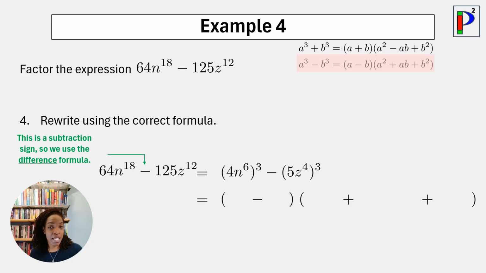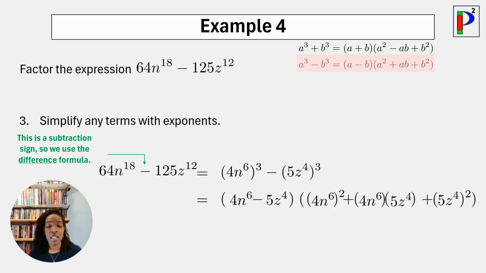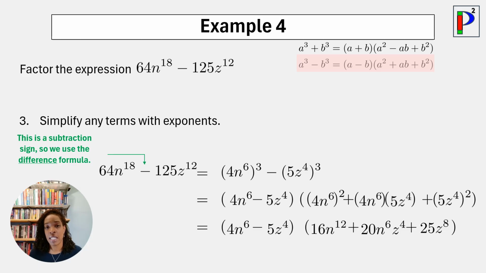I'll make some space to plug everything in and start populating. Hopefully you're getting the same answers. And then finally, we're simplifying. My 4n to the 6th squared needs to become 16n to the 12th. Then I have 20n to the 6th z to the 4th, and finally 25z to the 8th.